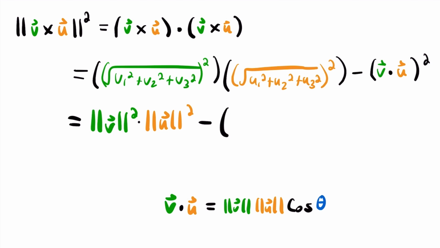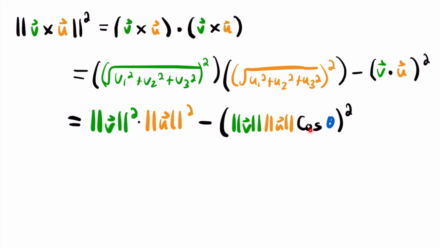We will have the magnitude of vector v times the magnitude of vector u times cosine of theta, and that whole quantity is squared. And then if we square each part, we'll have the magnitude of vector v squared times the magnitude of vector u squared times cosine squared theta.